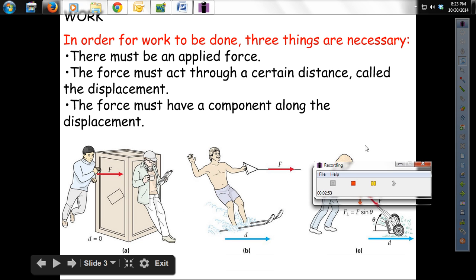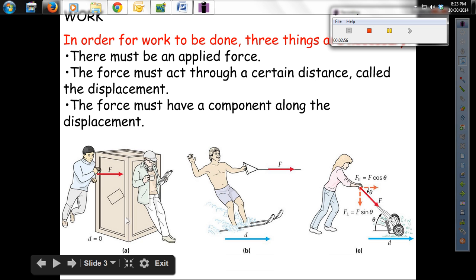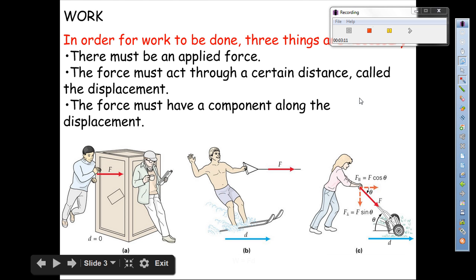So if you look at these pictures here, I'm assuming you've got all this stuff written down. Here is a gentleman leaning against the big large crate. This man pushes and pushes and pushes with a force F, but no motion occurs, so no work is done right there. If I look at this one, the force is acting in the direction of the motion, so work is done. That's equal to F times D. Here's the lawnmower. She's pushing along that hypotenuse. This is the part that's actually doing the work. So F cosine theta times D will help us figure out how much work she does. Okay?